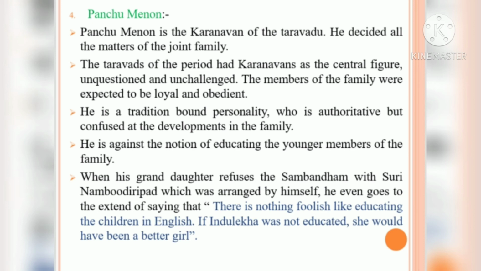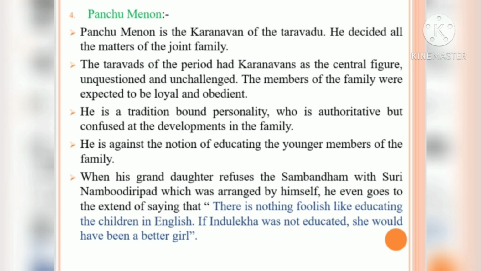And Panjamanan is a tradition-bound personality who is authoritative but confused at the developments in the family. We know that when Madhavan raises his voice for the education of younger members of the family, the Karanavan feels threatened and feels that his authority is slipping through his fingers, and he is irritated at that. He is so confused at the developments in the family. He is a tradition-bound personality who is not ready to let go of the traditions. He is against the notion of educating the younger members of the family.